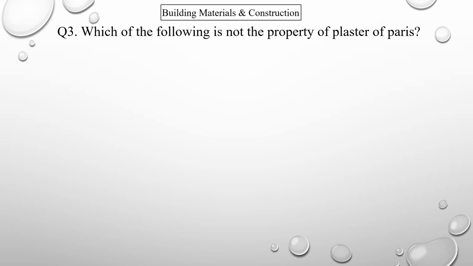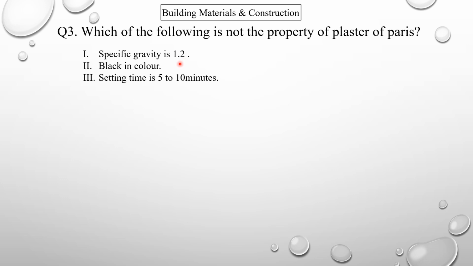Then next, the third question is from building material and construction. The question is, which of the following is not the property of plaster of Paris? Plaster of Paris is a building material. Here three properties are given, and among those three properties they ask which is not the property of plaster of Paris. So first, specific gravity is 1.2. Not correct. Specific gravity of plaster of Paris is 2.57. I repeat again, specific gravity of plaster of Paris is 2.57.